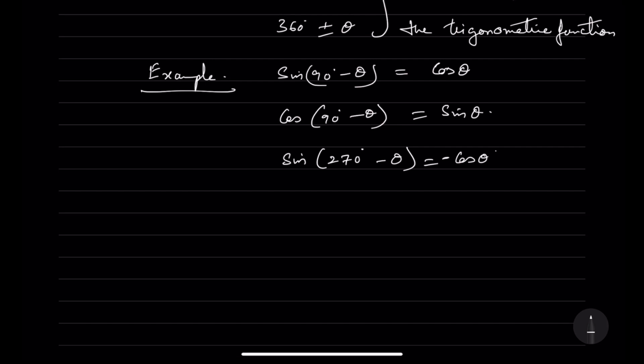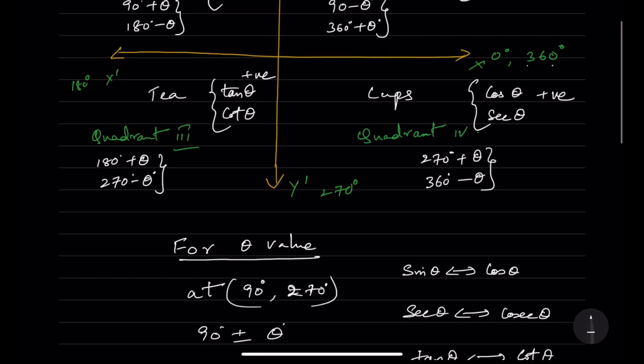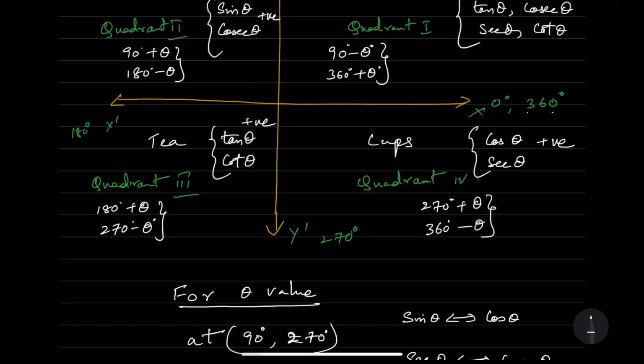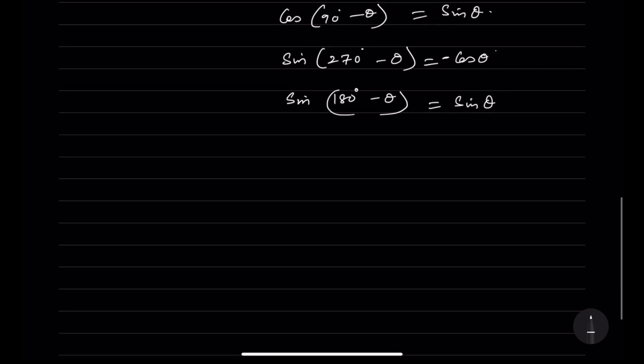Next, in the same way, if you take sine of 180 minus theta, this will not change, so you will get back sine theta, but you have to see which quadrant it lies in. 180 minus theta lies in the second quadrant, where sine and cosecant are positive, therefore this will be positive. So in this way we can do all the examples.